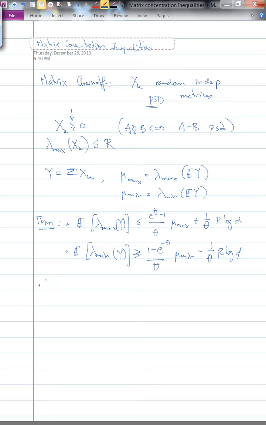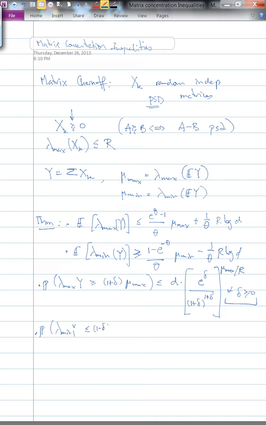And we also have tail inequalities. The probability that the largest eigenvalue of Y exceeds a multiple of 1 plus delta times mu max is less than or equal to d times e to the delta divided by 1 plus delta raised to the 1 plus delta, all of this raised to the mu max divided by R. And this is true for any delta greater than 0. And we also have bounds on lambda min of Y being less than 1 minus delta times mu min. This is less than or equal to d times e to the minus delta over 1 minus delta raised to the 1 minus delta, all of this raised to the mu min over R. And this holds for delta in [0, 1), including 0, not including 1.